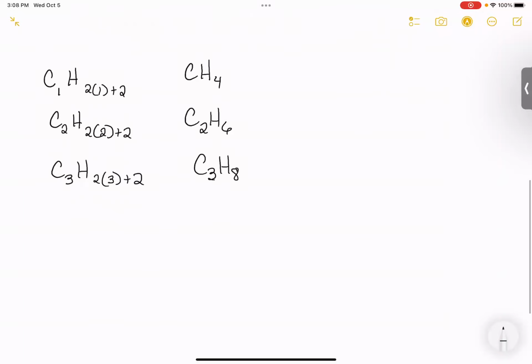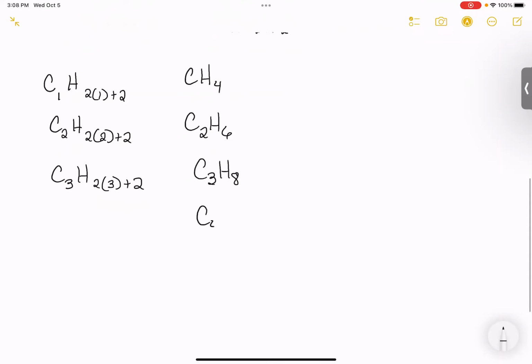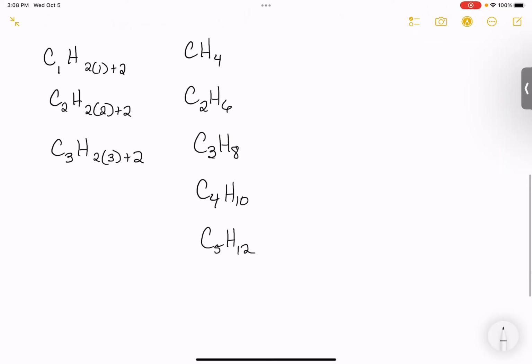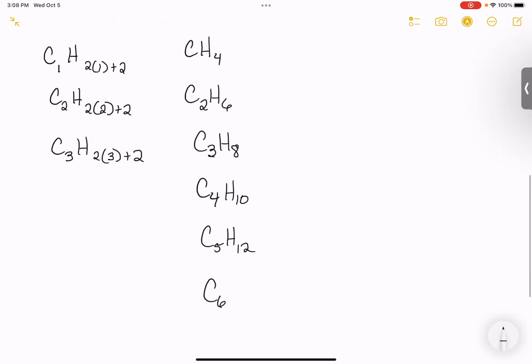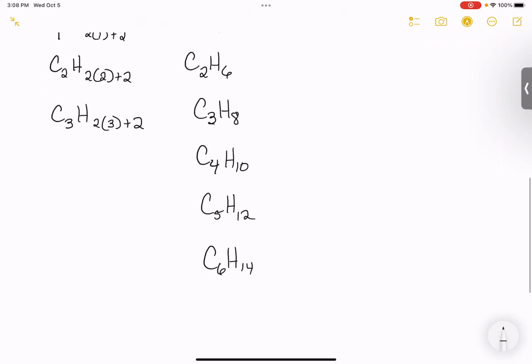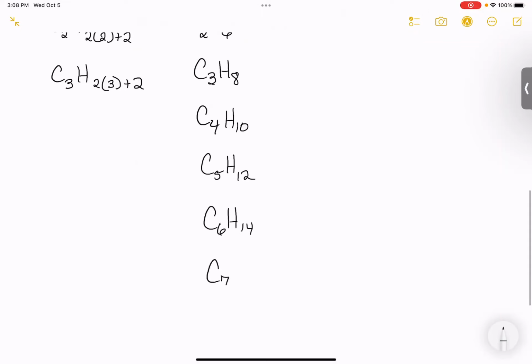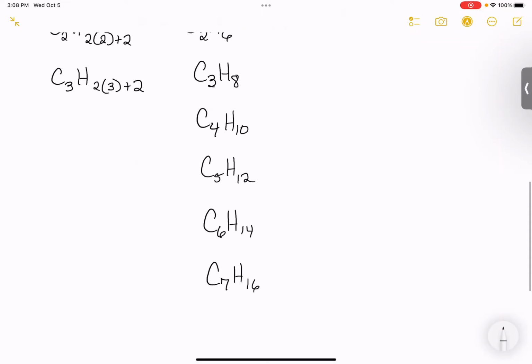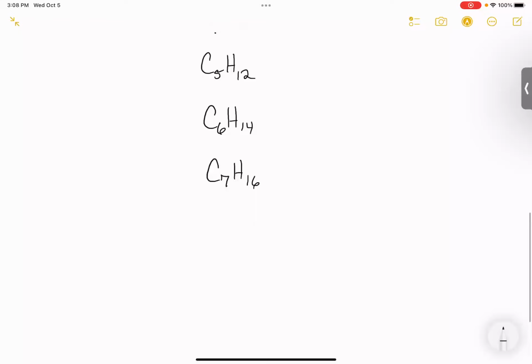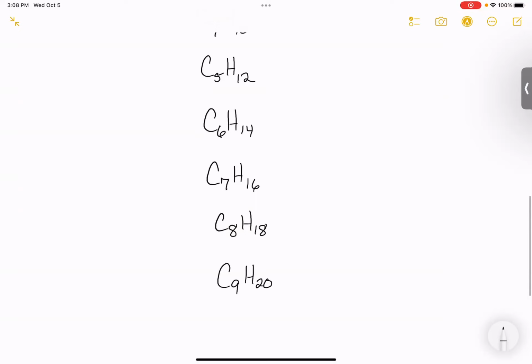And you could continue this process. You would get C4H10, C5H12, C6H14, C7H16, C8H18, C9H20, and C10H22. And that's as far as we're going to go.